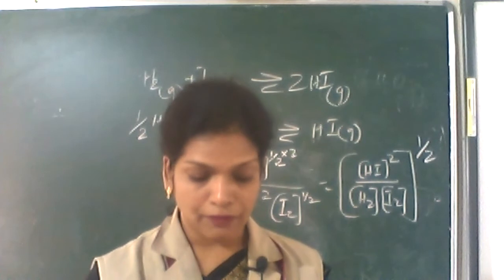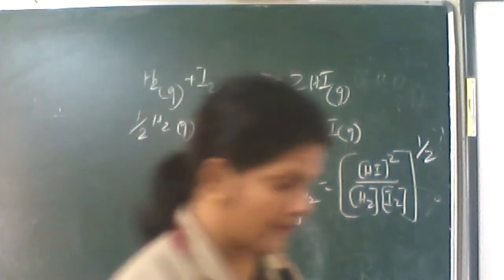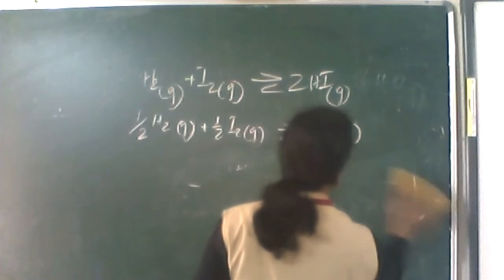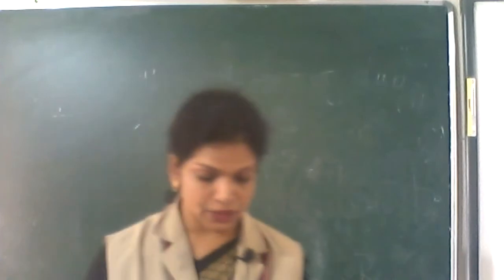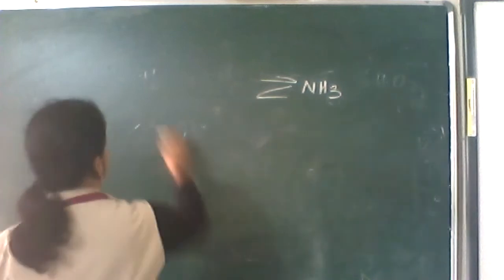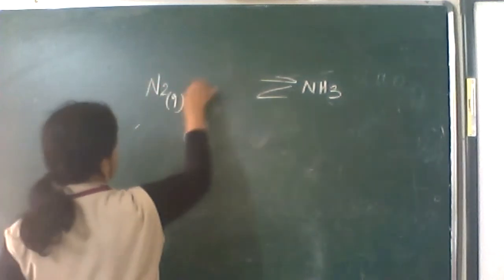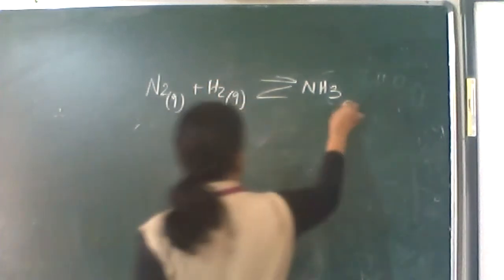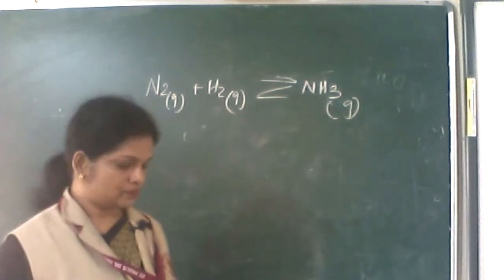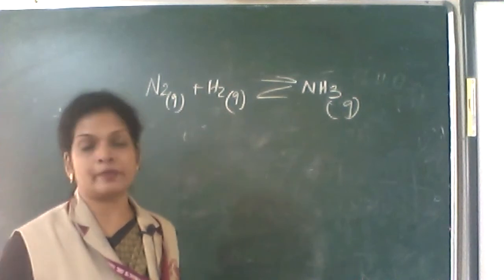The following concentrations were obtained for the formation of NH3 from N2 gas and H2 gas at equilibrium at 500 Kelvin.